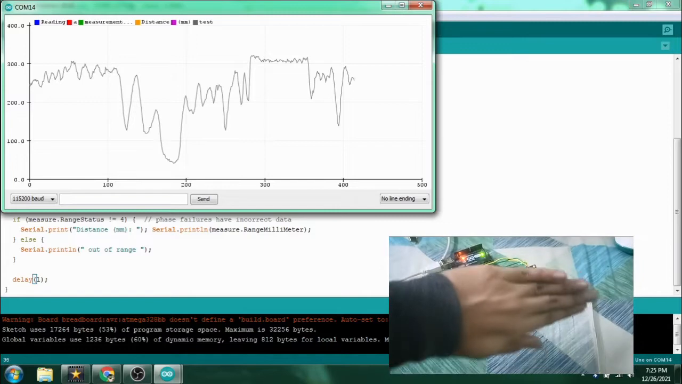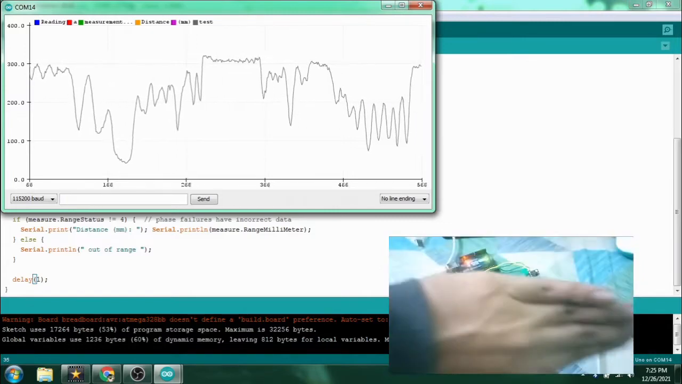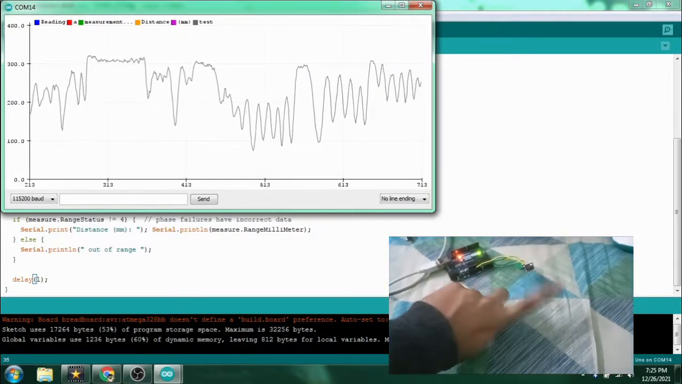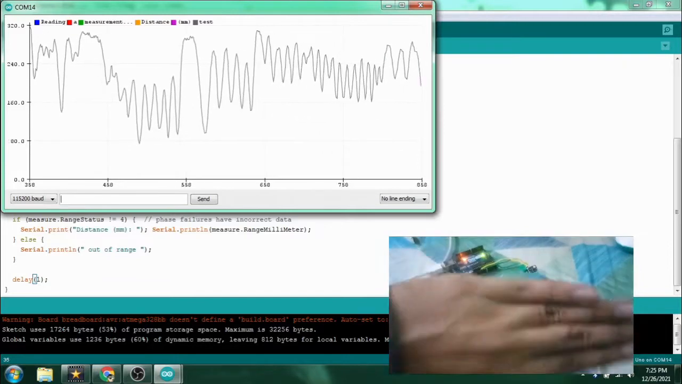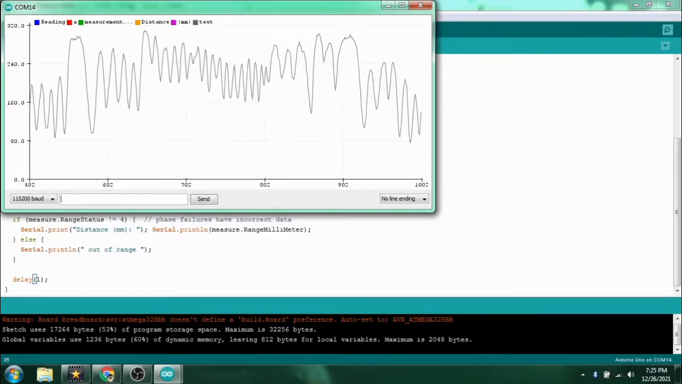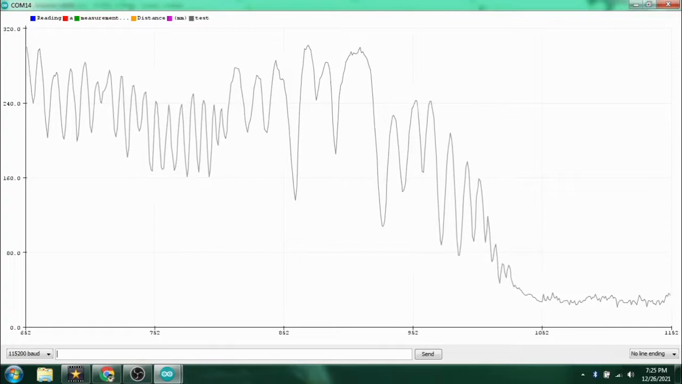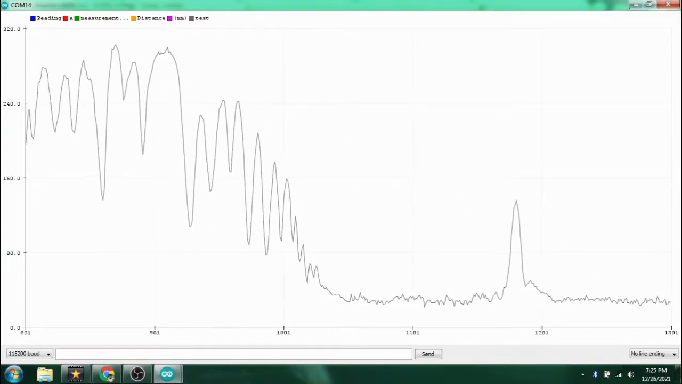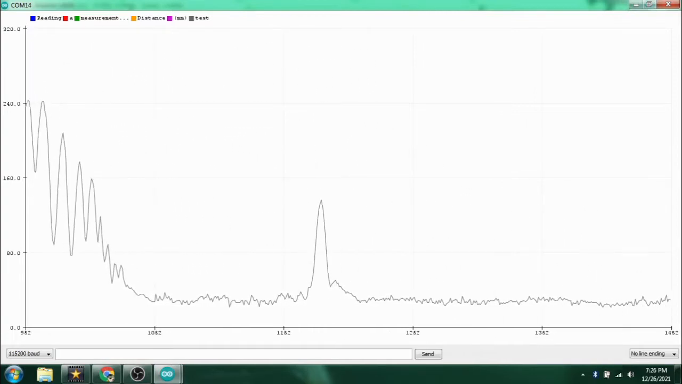So its accuracy ranges from 1 mm to 10 mm, and mainly the accuracy depends on your programming skills, and also its range is from 1 meter to 1.5 meter. Also it again depends on your programming skills and how you are setting and analyzing the data.